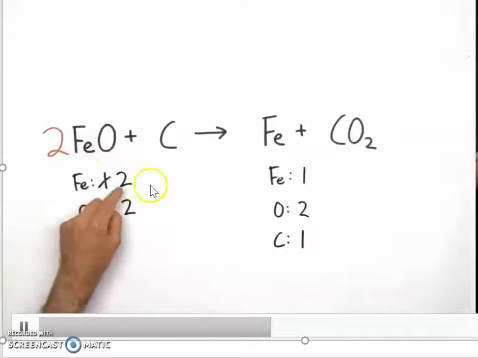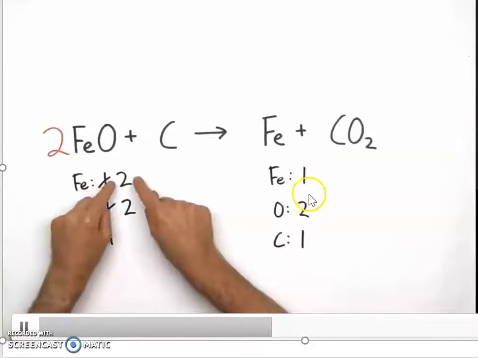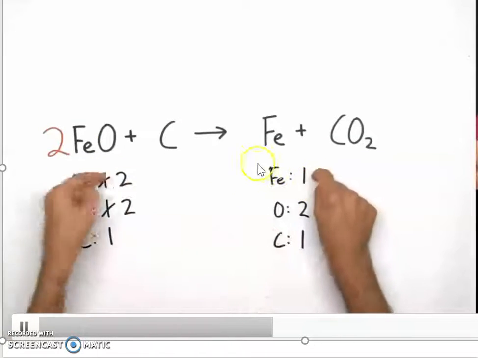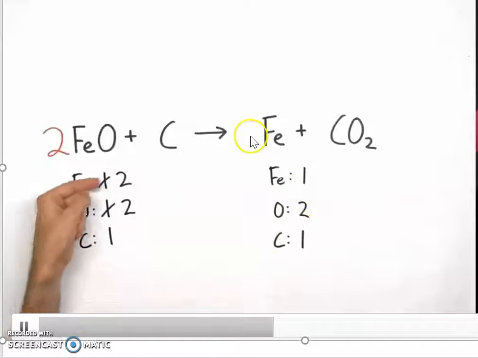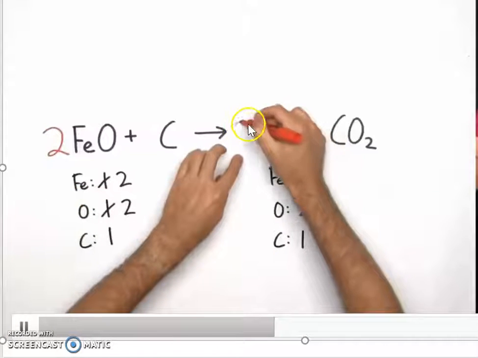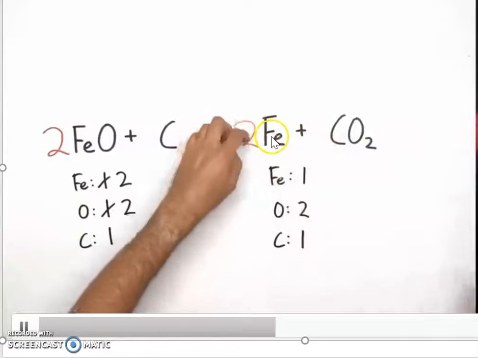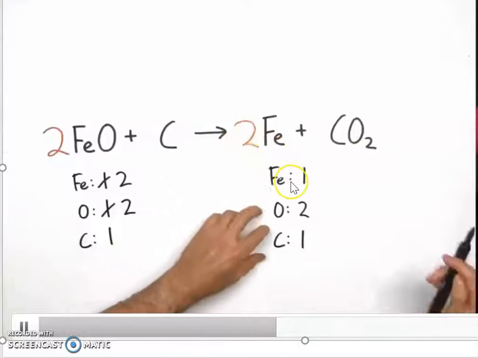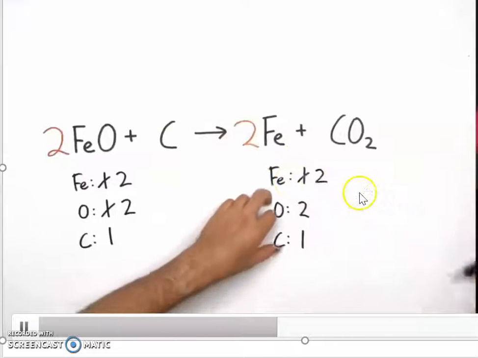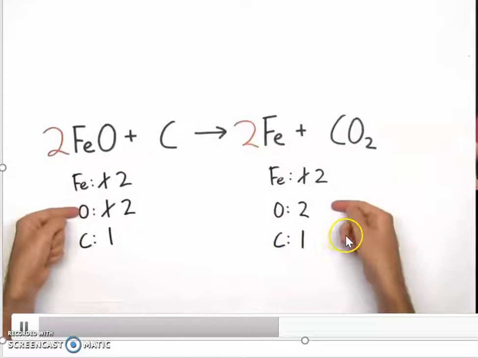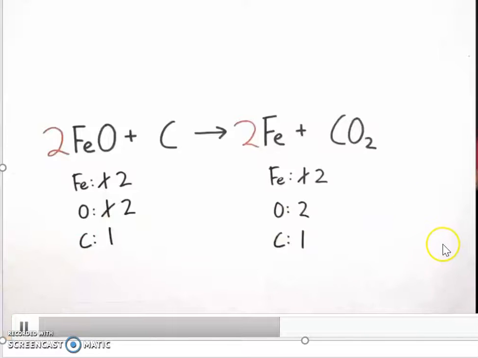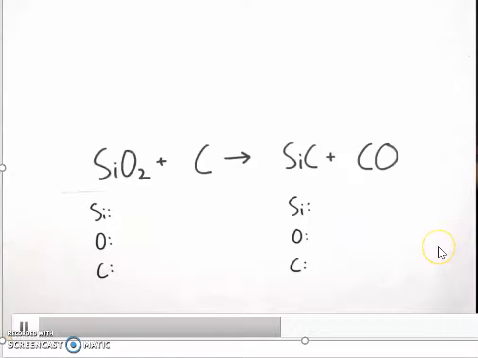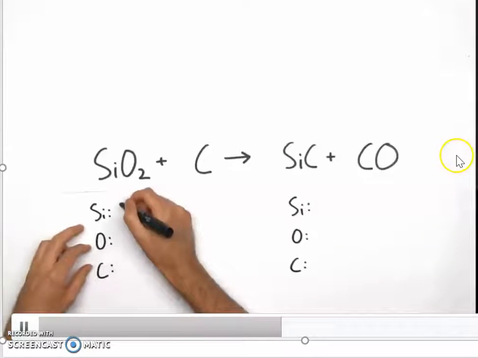Okay? Just put 2. And in the product side, they are no longer balanced. So, just put 2 in the coefficient side of the iron. So iron in the product side is now 2. As you can see, our chemical equation is now balanced. So, that's all there is to it. Let's have another example.